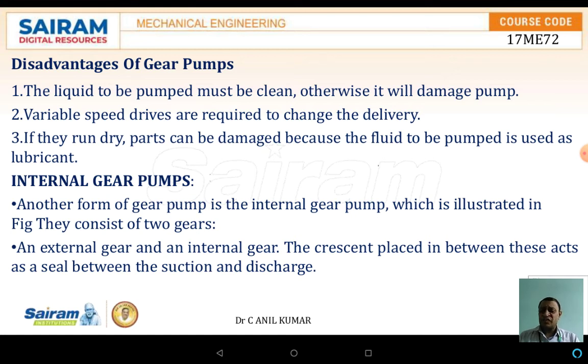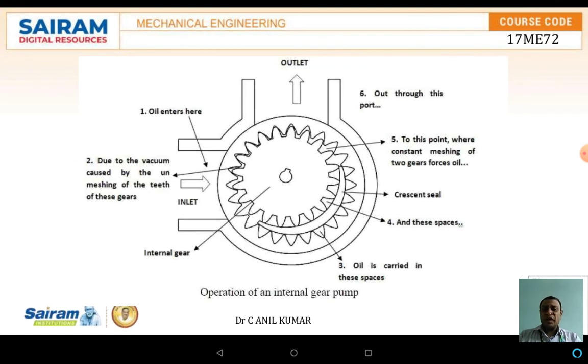The next topic we are discussing is the internal gear pumps. Another form of gear pump is the internal gear pump. The internal gear pump, as illustrated, consists of two gears. One is something like a planetary gear, the other is the rotary gear. The external gear as well as the internal gear will be there. This gear is also called the crescent gear. The crescent gear, placed in between these, acts as a seal between the suction and the discharge. The schematic diagram shows the internal gear pump.